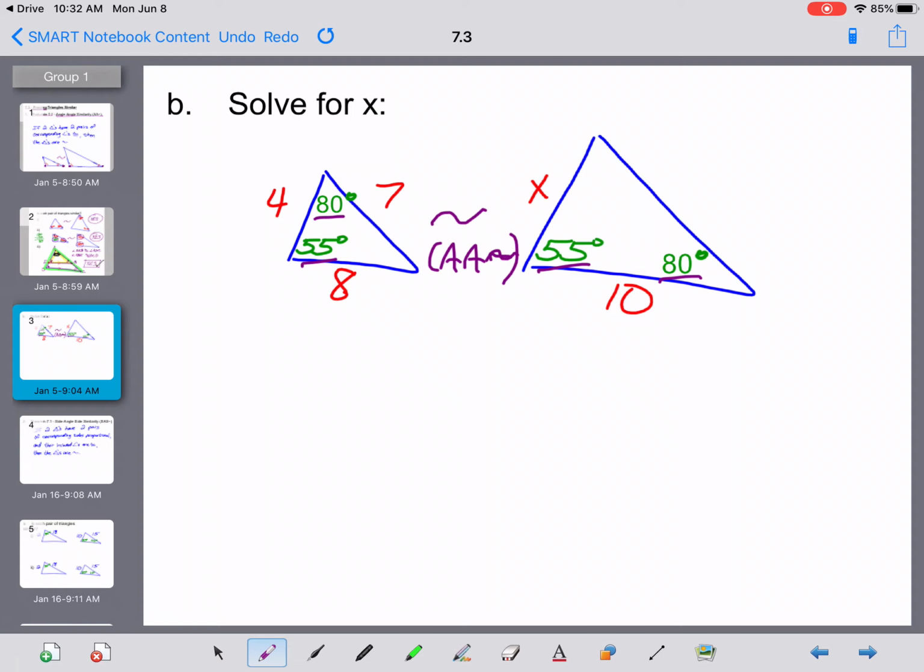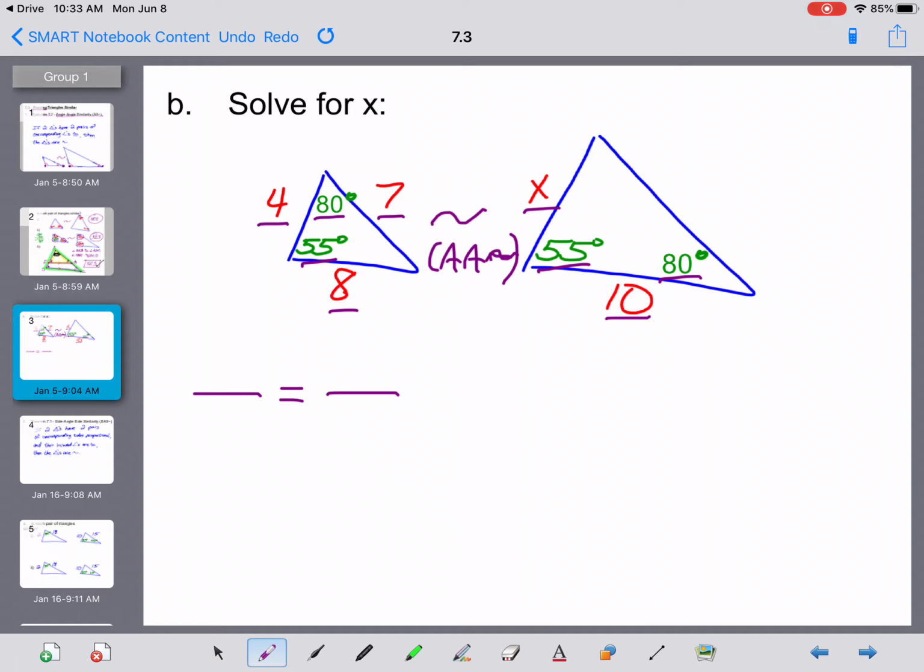We're trying to solve for x, which is a side length, and when we're trying to find a side length within similar figures, we've got to use a proportion. So we've got to set things up. The one thing you'll notice that's interesting here, in the big triangle on the right, two sides have been given to you, the x and the 10. In the little triangle on the left, three sides have been given to you, the 4 and the 7 and the 8. I did that on purpose just to make you think about how this one is going to set up.